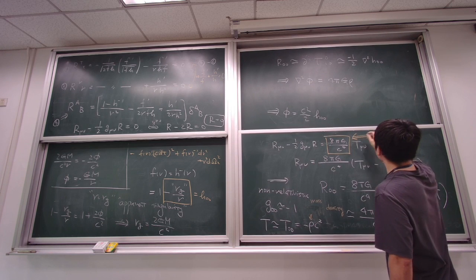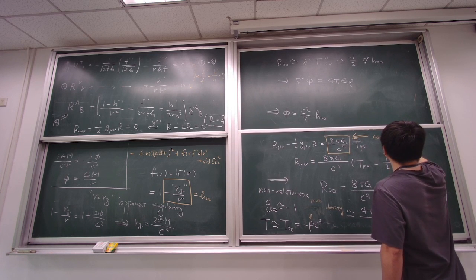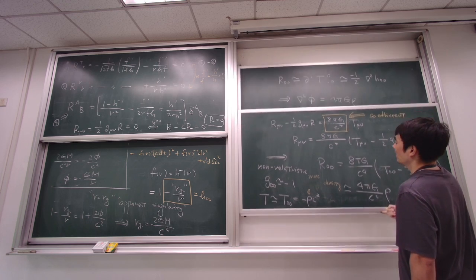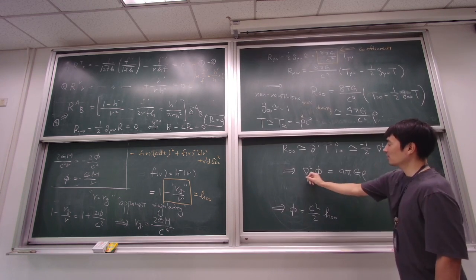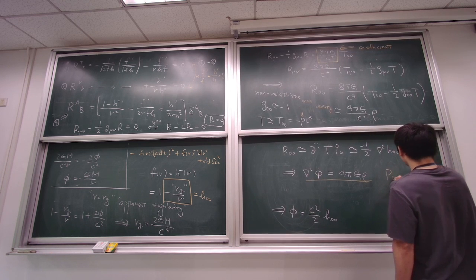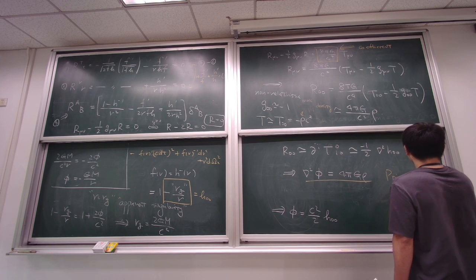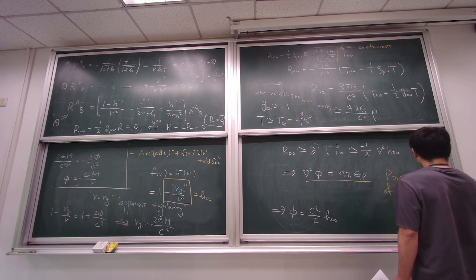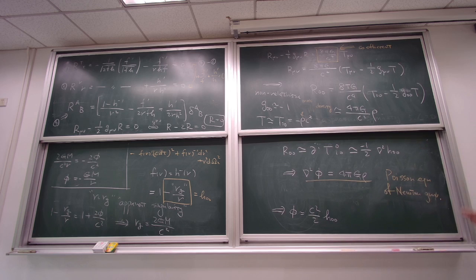So this coefficient is determined by comparing with this Poisson equation of Newtonian gravity. That's how Einstein originally determined the coefficient.